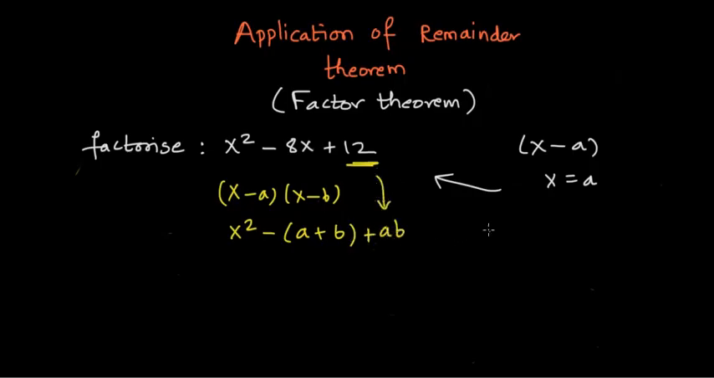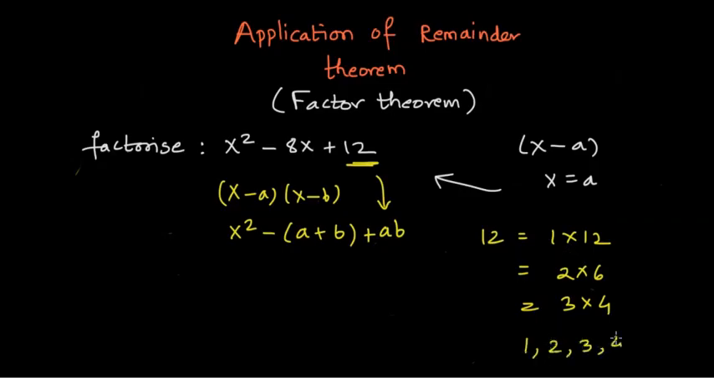This 12 could be written as 1 times 12 or 2 times 6 or 3 times 4, etc. So we could use the small a to be among 1, 2, 3, 4, 6, 12, something out of these. So our search gets limited, and now we can start putting either of these values and check whether these return 0 as a remainder.